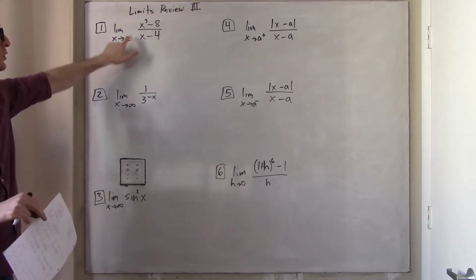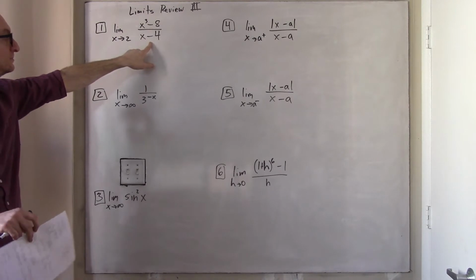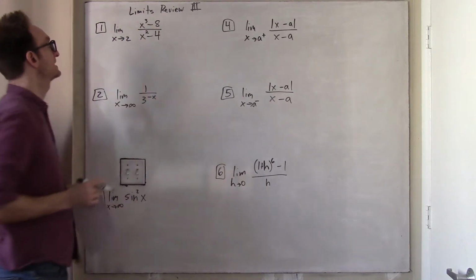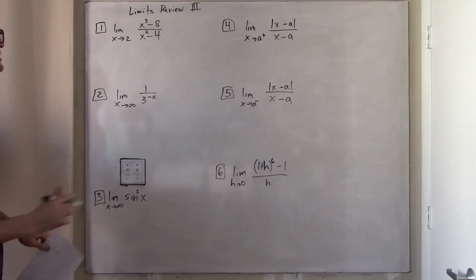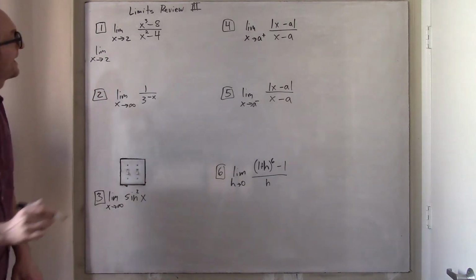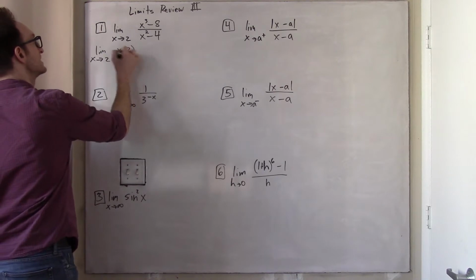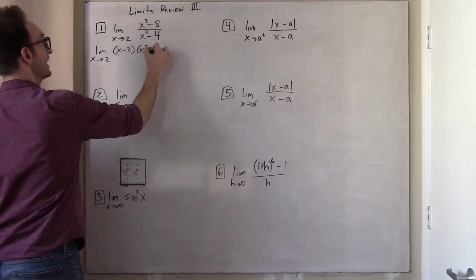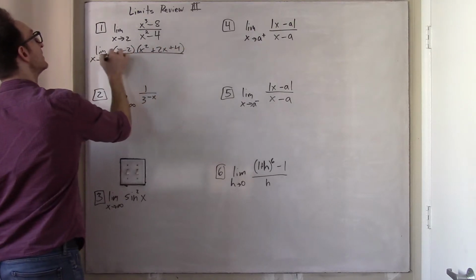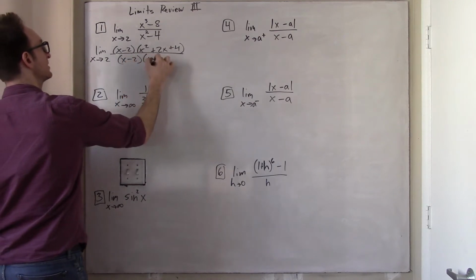If you try to plug in 2, you get 0 on the top, 8 minus 8, and that's x squared minus 4, and 0 on the bottom. How should we do this then? Well, we need to do some algebra. In this case, the algebra is to factor. The top is a difference of cubes, so that's x minus 2 times x squared plus 2x plus 4, and on the bottom, I can write x squared minus 4 as x minus 2 times x plus 2.